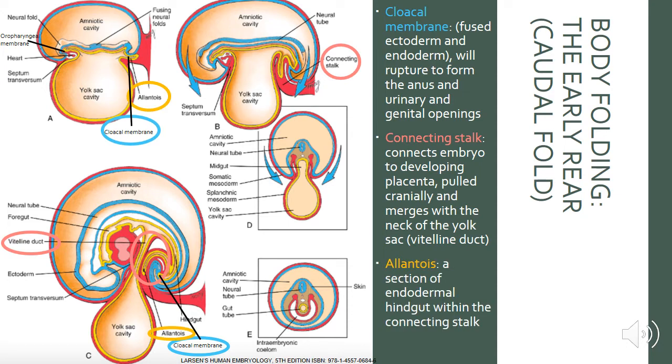Finally, we have the allantois, which is a section of endoderm. It's part of the hindgut. It will be within the connecting stalk, and it's something we're going to cover at another time, but it does form at this particular stage.